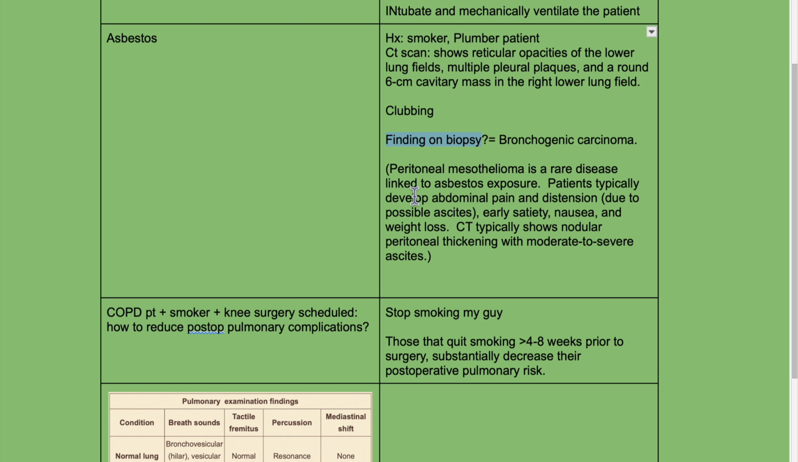Okay. Side note here is peritoneal mesothelioma is a rare disease linked to asbestos exposure. Patients typically develop abdominal pain and distension due to possible ascites, early satiety, nausea, and weight loss. Okay, so abdominal pain, distension, early satiety, nausea, and weight loss. CT typically shows nodular peritoneal thickening with moderate to severe ascites.